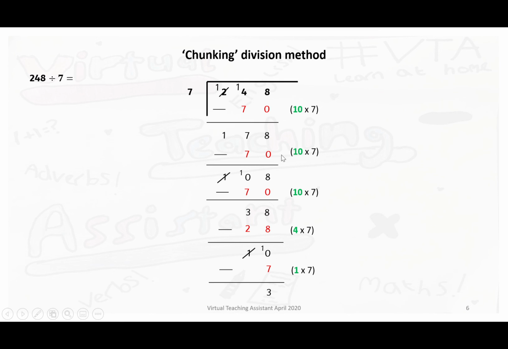So what I need to do now is count how many 7s I have used altogether to get rid of this number. So I've used 10, 20, 30, 4, 5. I've used 35 7s. So my answer is 35, remainder 3.